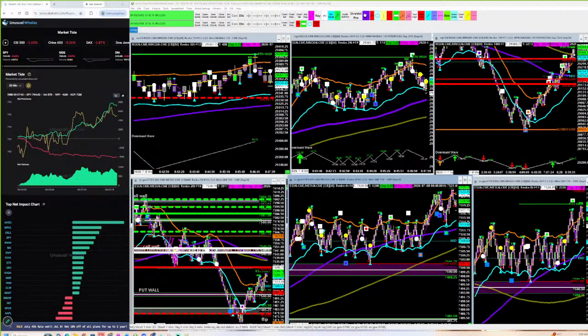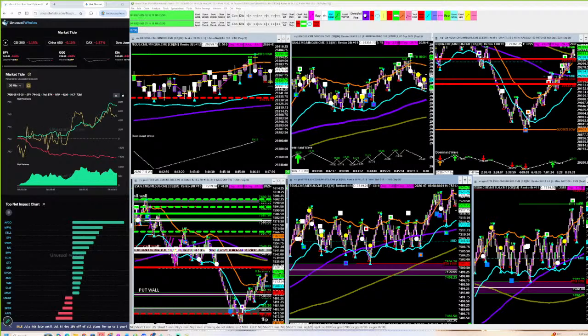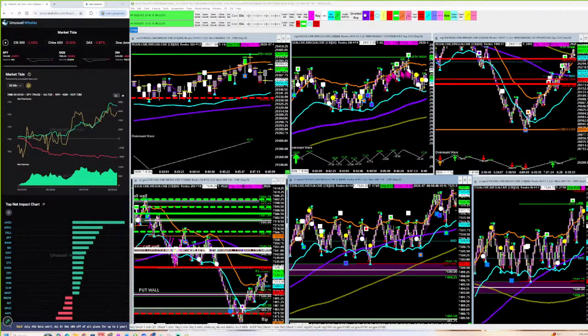I didn't realize we were down that much when we opened. That was a mistake on my part. So we're coming back to almost test yesterday's low, and we're above yesterday's low on NQ, which is all fine.